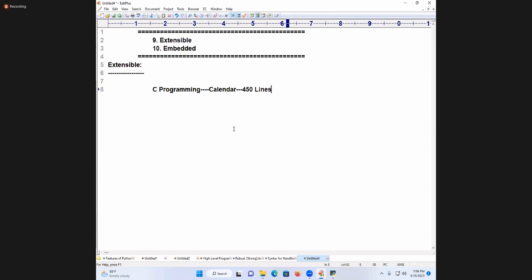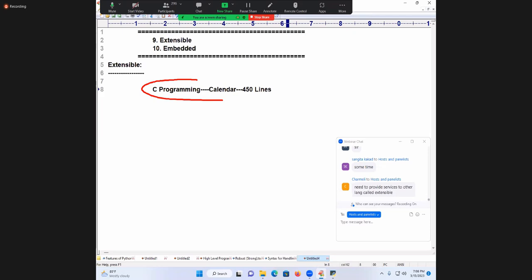If a C programmer is developing the app of calendar, he definitely needs to write 450 lines of code. Definitely the C programmer is looking for some help. Is there any language which is providing the easiest coding, more meaningful result? That is called Python. And really Python is providing its services to be used as a part of other languages also.